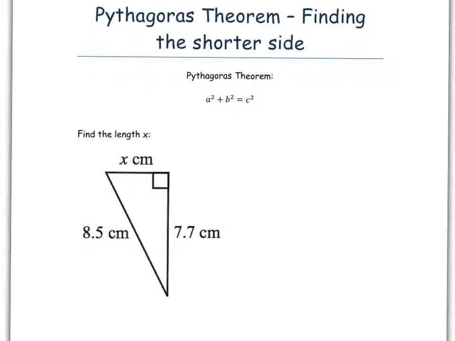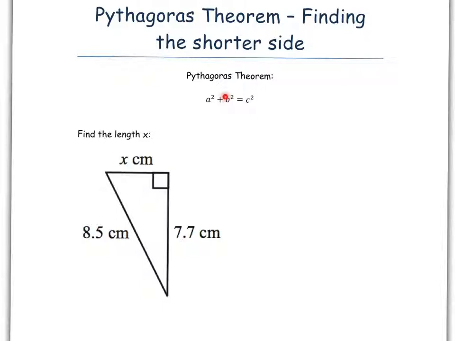Pythagoras Theorem. This video is going to show us how to use Pythagoras Theorem to help us to find the shortest side of a triangle. Now you should have already watched the video on how to use Pythagoras Theorem to find the longest side of a triangle using the equation a squared plus b squared equals c squared, where the two shorter sides squared and then add them together gives us the longest side squared, and that is what Pythagoras found.